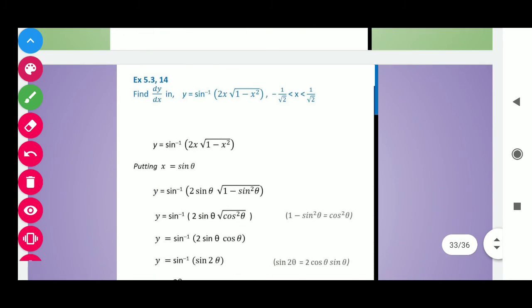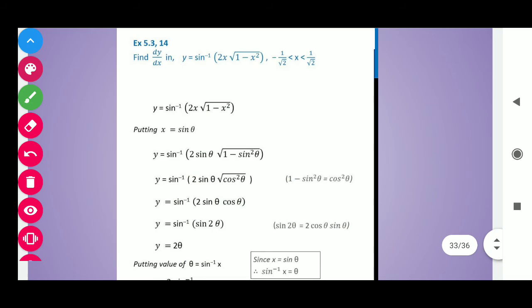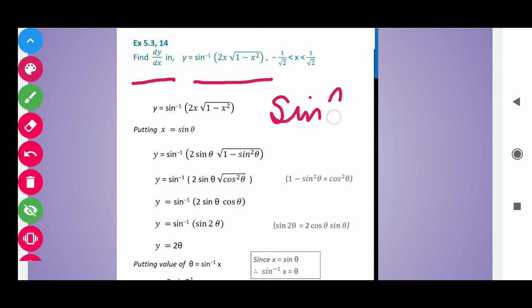Now here we have question number 14. Students, first compare the given statement with the previous formulas. Here you can see that find dy by dx and y is equals to sine inverse 2x under root 1 minus x squared, where x lies between minus 1 over root 2 and 1 over root 2. Students, you can see that we have already studied the formula: sin 2x is equals to 2 sin x cos x.